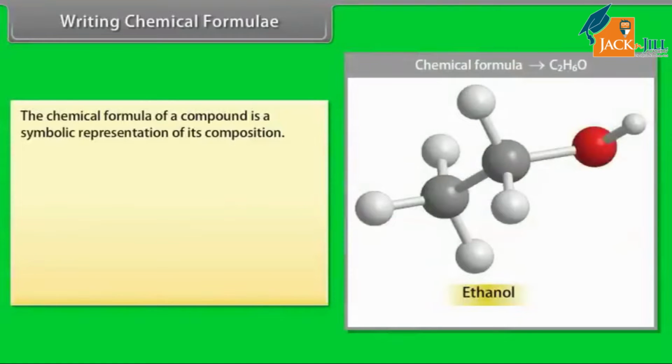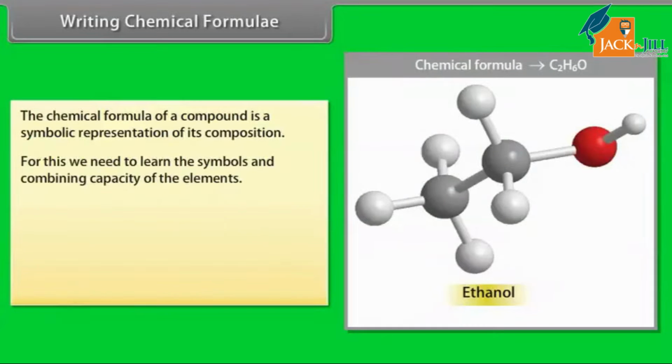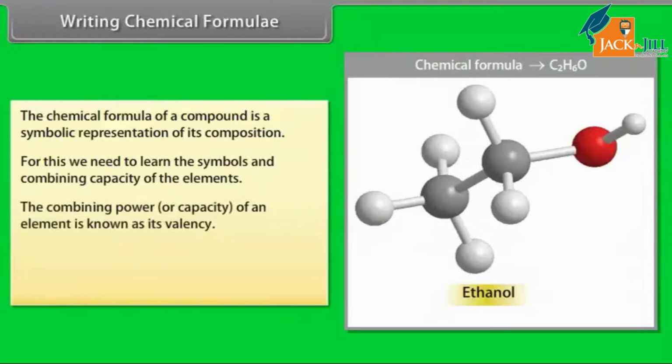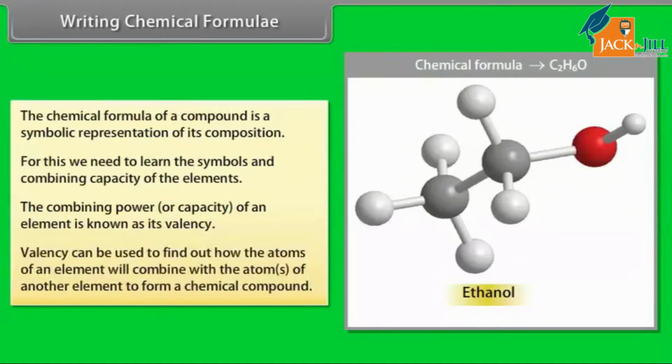Writing chemical formula. The chemical formula of a compound is a symbolic representation of its composition. For this, we need to learn the symbols and combining capacity of the elements. The combining power or capacity of an element is known as its valency. Valency can be used to find out how the atoms of an element will combine with the atoms of another element to form a chemical compound.